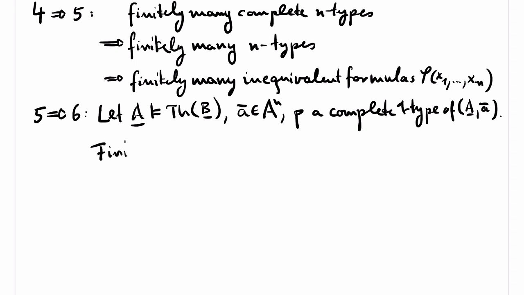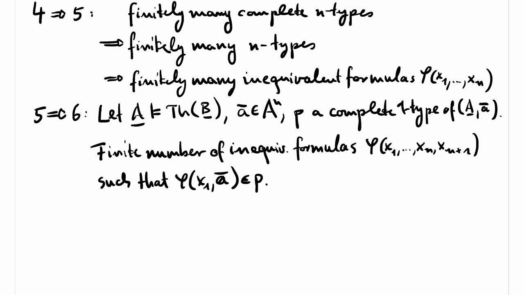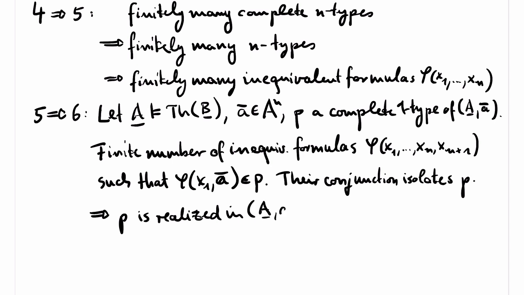By assumption, there is a finite number of inequivalent formulas phi with free variables x1 up to x_{n+1}. We pick out all those formulas such that phi(x1, a) is in P. Then we take the conjunction over all those formulas. The resulting formula clearly isolates P. So P is a principal type, and hence must be realized in A. And since A and P were chosen arbitrarily, this proves that A is omega-saturated, and concludes the proof that 5 implies 6.